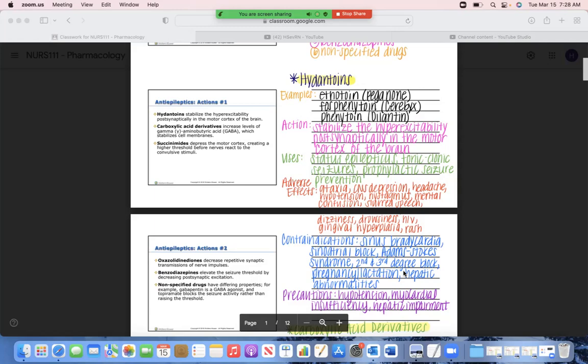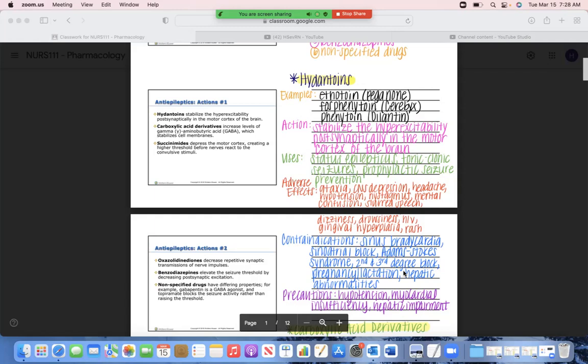So we might give a benzo like diazepam to get someone out of status epilepticus acutely. And then if we want to prevent them from going back into a seizure that's lasting a long time, which is characteristic of status epilepticus, you would want to go ahead and give them a longer acting medication like phenytoin or fosphenytoin. Hydantoins also treat tonic-clonic seizures, and they are given prophylactically to prevent seizures.